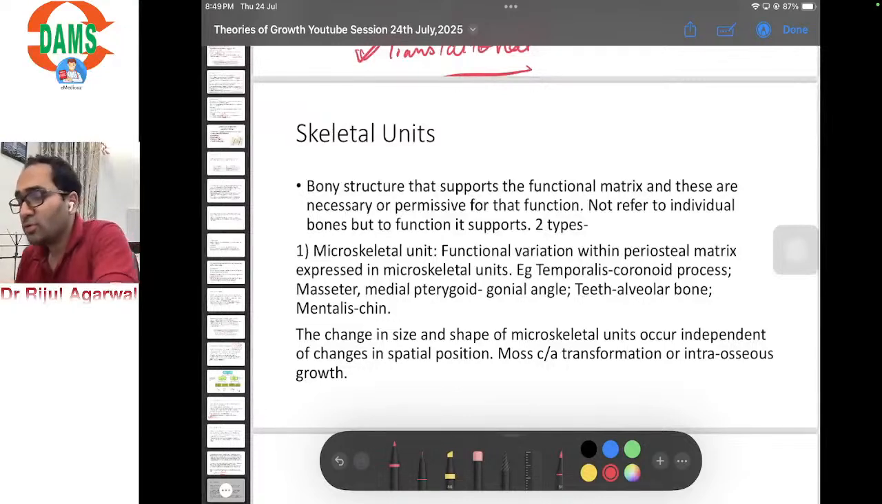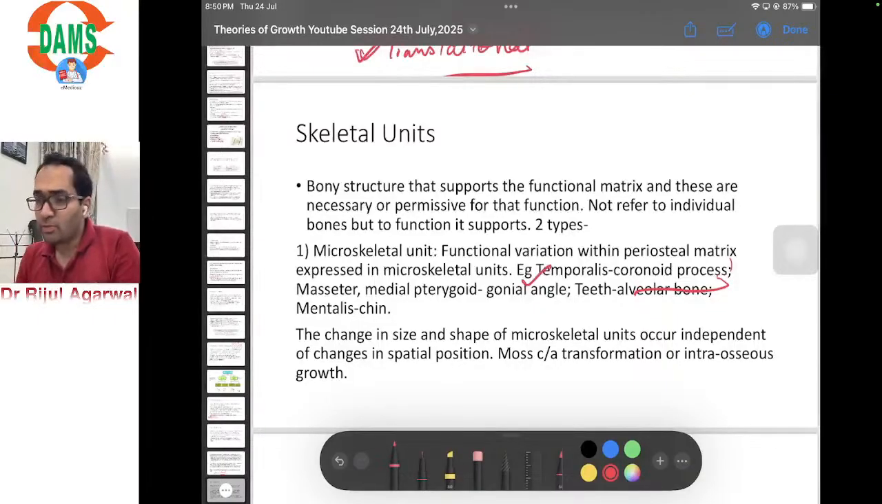So as we know, the role of muscle in the growth of the microskeletal part: temporalis attaches on the coronoid process. If the attachment is severed or cut, the coronoid process of the mandible won't grow. Masseter and medial pterygoid attach on the gonial angle. With atrophy of these muscles, the gonial angle will also get atrophied.